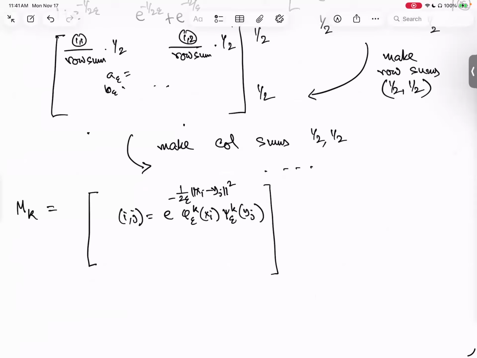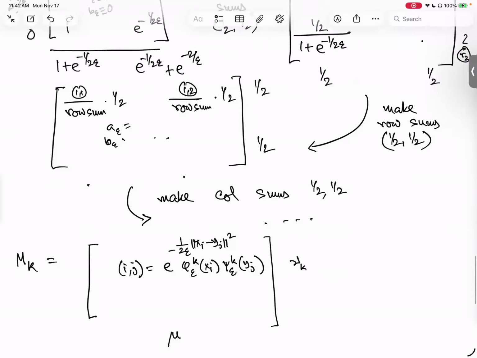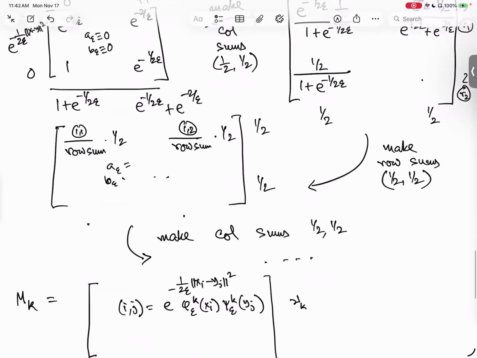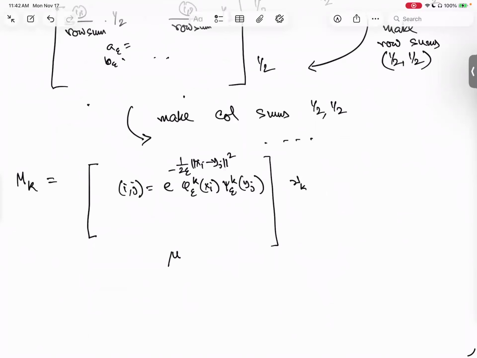Suppose this is my matrix at some point. Now the matrix is chosen in such a way that the row sum is mu, but the column sum is something else. Let's call this nu k. Or it could be the other way around. It doesn't really matter. Let's see what's the first step that I'm doing. Yeah, okay, so this is the correct way of writing this. Let's say this is nu k.